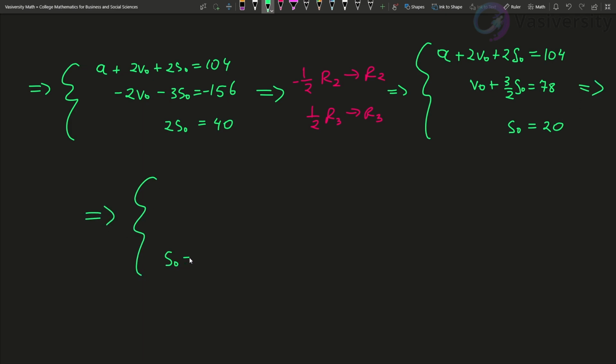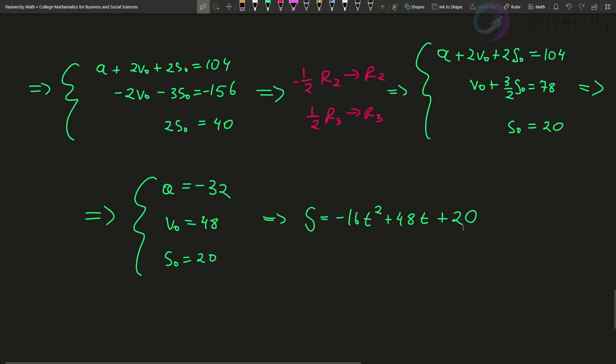So we're going to have s naught is equal to 20, v naught is equal to 48, and a is going to be negative 32. Perfect. So our final equation here, looking for the equation of position, is going to be negative 16t squared plus 48t plus 20. That's going to be our position equation for essentially the graph that was provided.